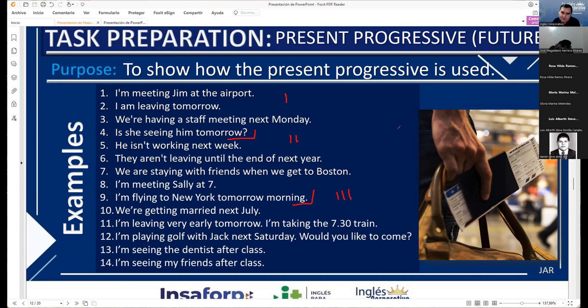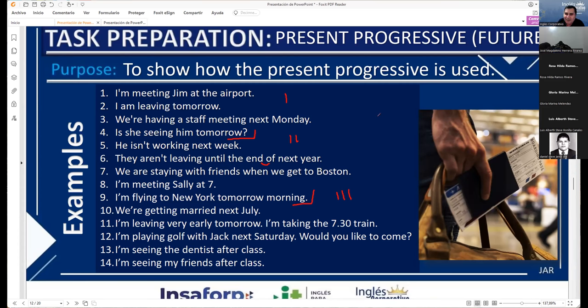He isn't working next week. They aren't leaving uni until the end of next year. You can put here connected. The end of next year.